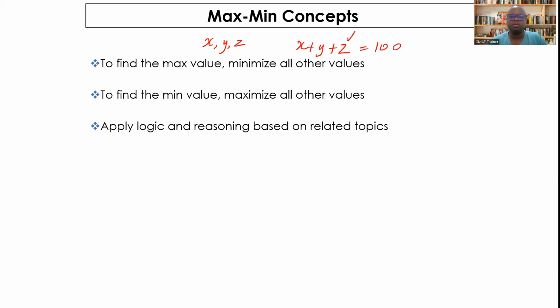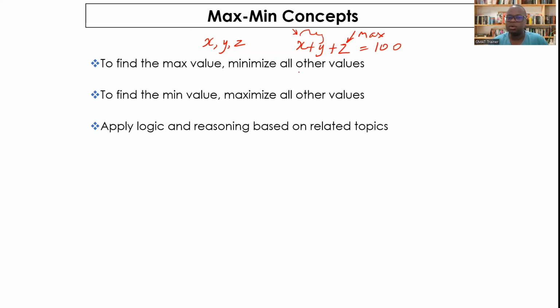To find the maximum value of Z, you need to minimize these other ones. The minimum value for these depends on the conditions. If they're greater than 0 and they're integers, then the minimum value for X and Y can be 1, and then Z can be 98. If there's no restriction, Z can be almost 99.9998, and the other two can be 0.0001, depending on what constraints are given.